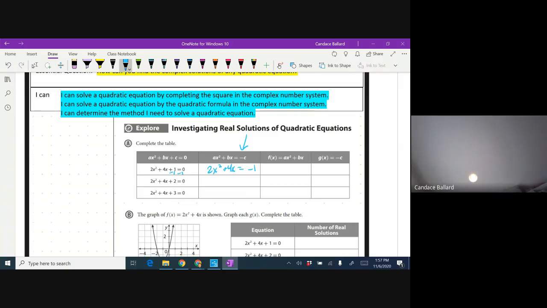Then the second one, we're going to subtract the 2. So 2x squared plus 4x equals -2. And the third one, I'm going to subtract the 3. So 2x squared plus 4x equals -3. Do you notice that the left side of all of them is now the same, and the only difference is that the right side is equal to a different number?